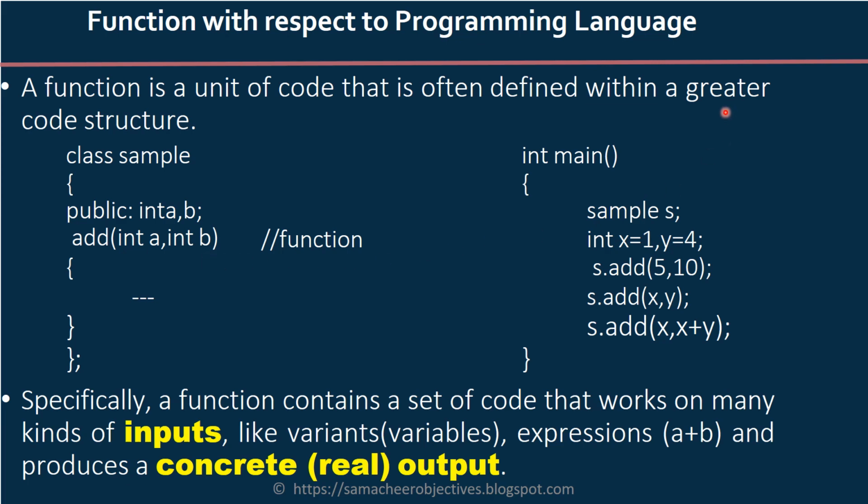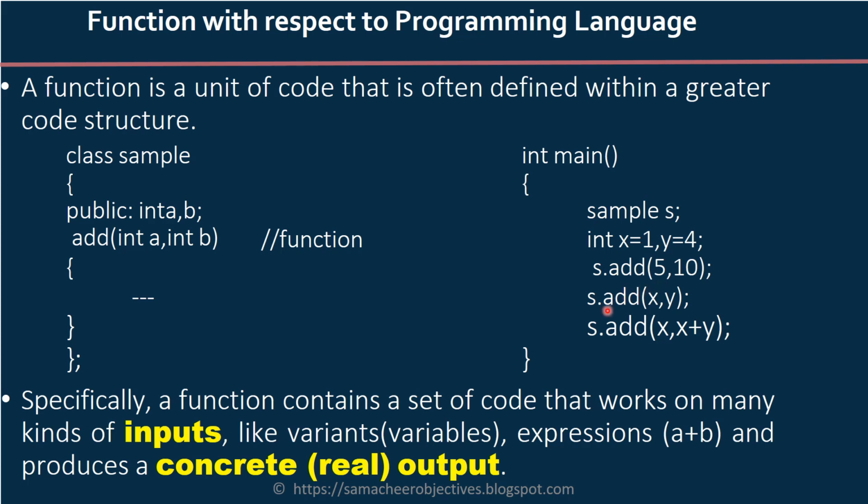Then in the main function, since it is a class program, we are creating an object s, then x and y values we have, and we are calling the function with the help of this object, s dot add of 5, 10. So we are calling the function with the input values 5 and 10. In the function definition, we have two input values, so in calling also, we need to call with two input values. And here 5 and 10 are called the arguments. Here we should not specify the data type.